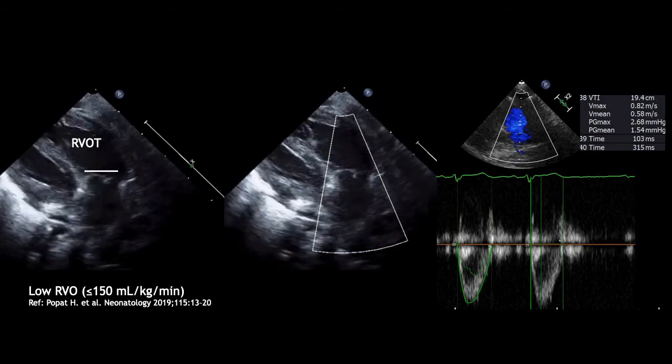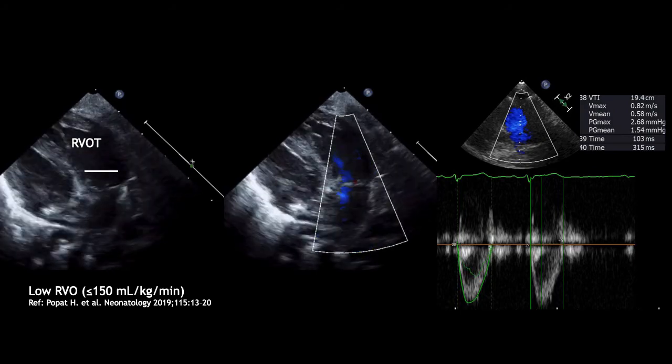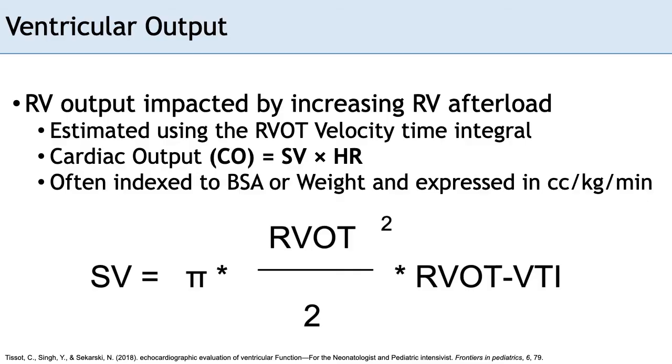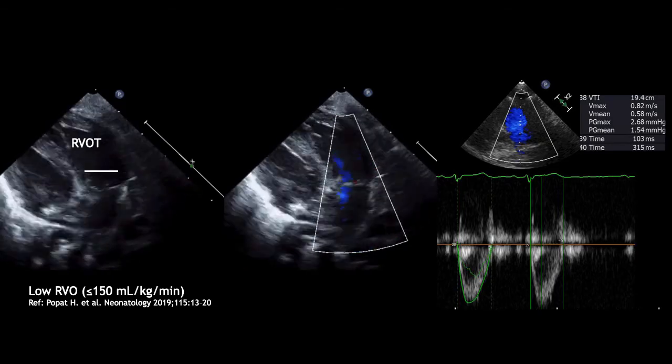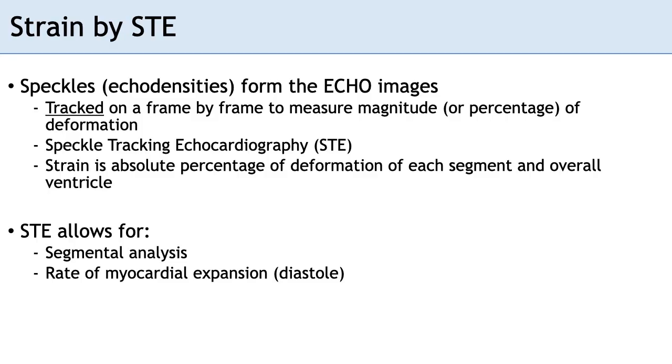And so once put into the formula for calculating output, this is for your stroke volume, and stroke volume times heart rate gives you your output. So you got your RVOT, you got your RVOT VTI, and you can get an estimate of your stroke volume. And typically it's calculated and indexed based on the weight of the patient. And normative value has been described as above 150 cc per kilo per minute.